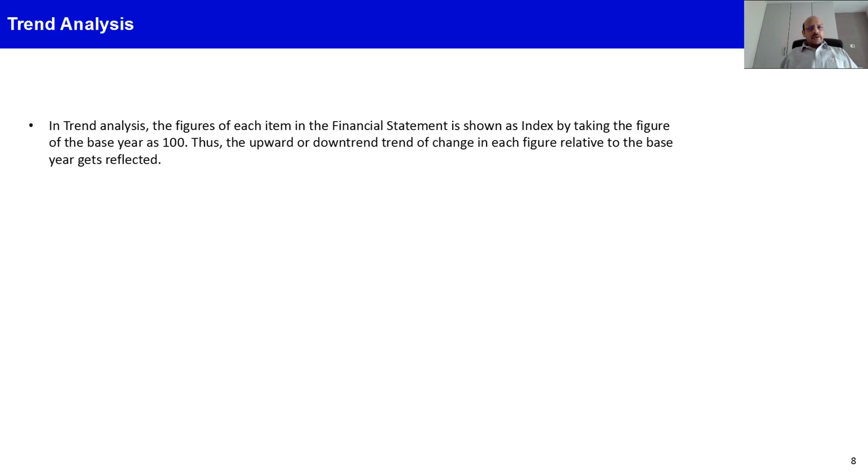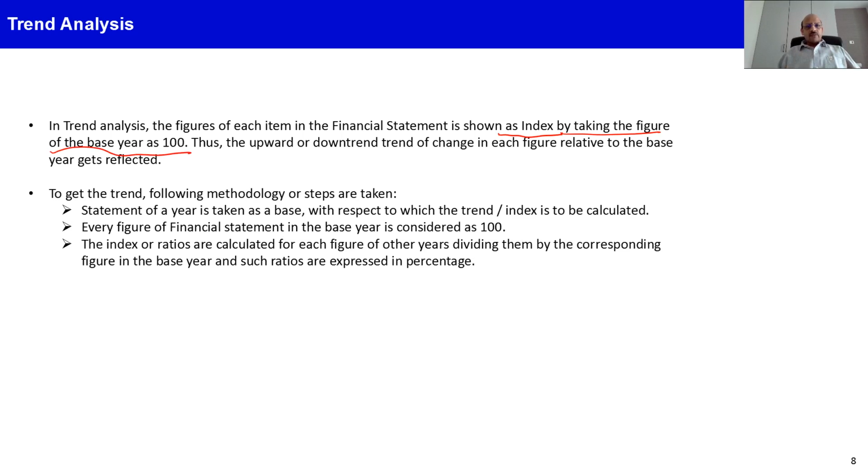Now let's understand the third aspect of financial statement analysis, which is trend analysis. In trend analysis, we take the base year number as 100, and then every year's numbers we express as an index to that base number. Whatever year is taken as 100, that index is 100, and for the rest of the years we calculate the index with respect to that number. So it will show how the figures have changed relative to that base number over a period of time.